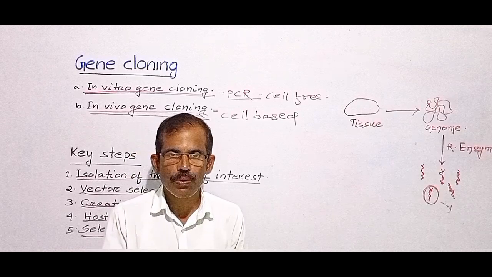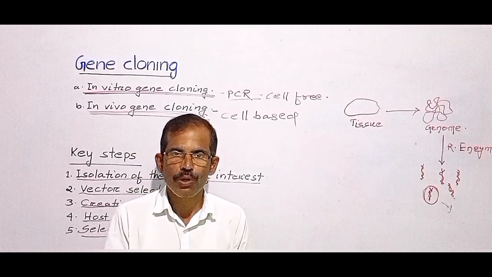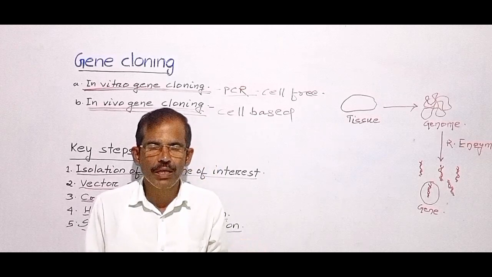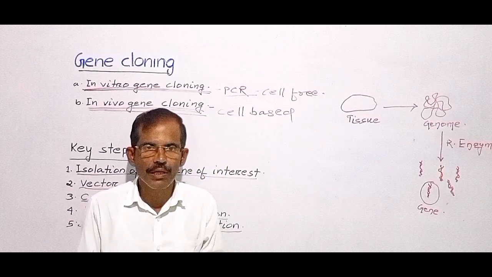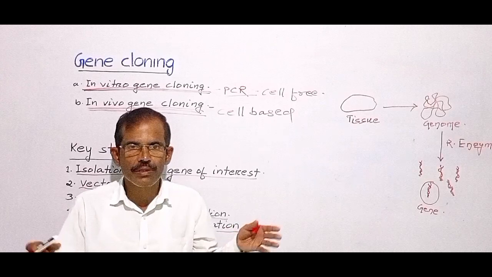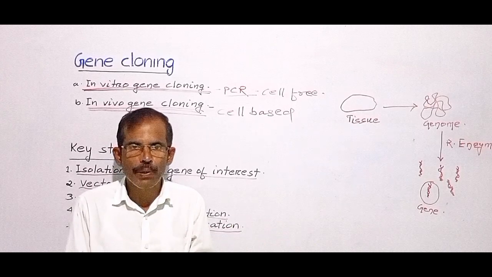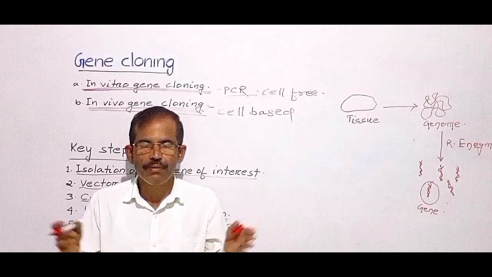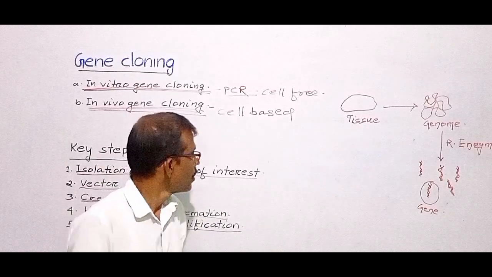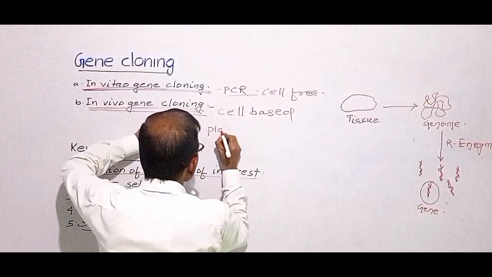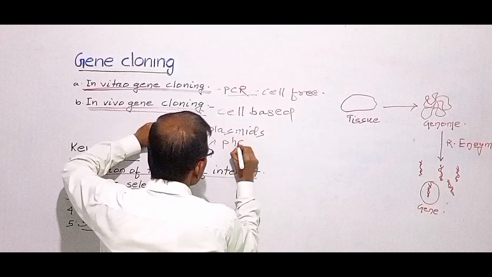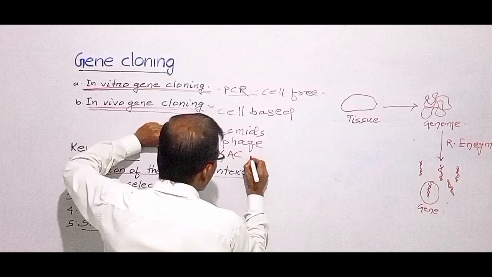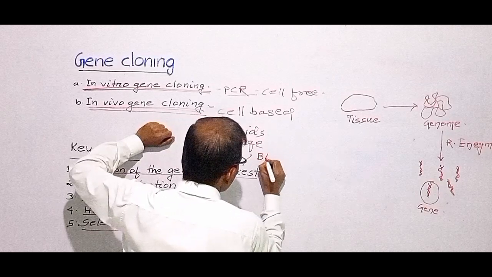This problem is overcome by using suitable cloning vectors. Cloning vectors are DNA molecules that are used to carry the DNA into the bacterial cell where it replicates along with the gene. Different cloning vectors are available for this purpose. This includes plasmids, lambda phage, yeast artificial chromosome and bacterial artificial chromosome.